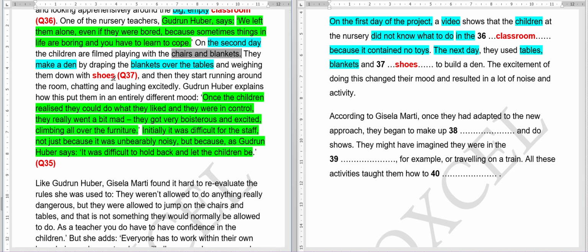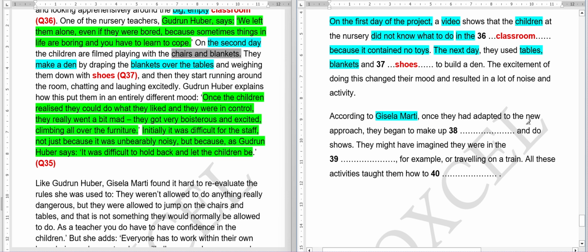I hope it is clear. Let's read the 38th question and see if the answer is in this paragraph or not. According to Gisela. Okay, now we don't need to read more than that, because wherever the answer will be, it will be where Gisela Marti is mentioned.